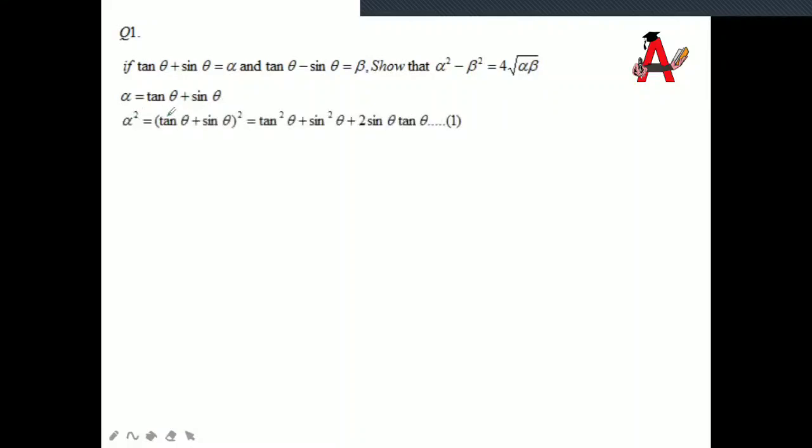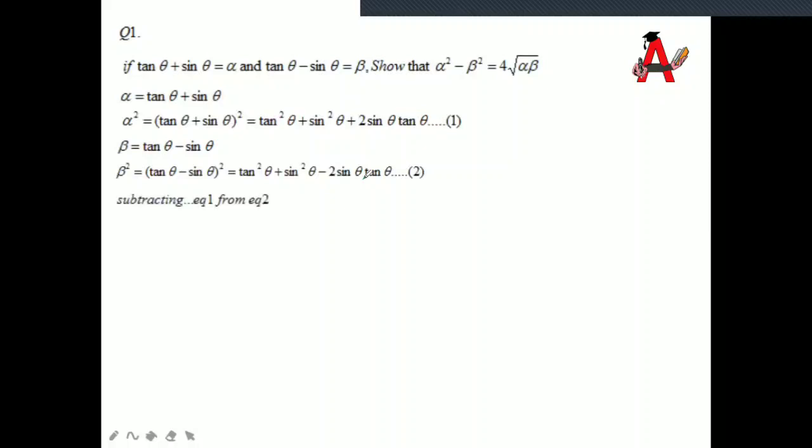This will become alpha square is equal to tan theta plus sin theta as a whole square, which is tan square theta plus sin square theta plus 2 sin theta tan theta, which means a square plus b square plus 2ab. Similarly, we will take beta as tan theta minus sin theta. Beta square is tan theta minus sin theta whole square, which is tan square theta plus sin square theta minus 2 tan theta sin theta. What we will do is subtract equation 1 from equation 2. We will get alpha square minus beta square.